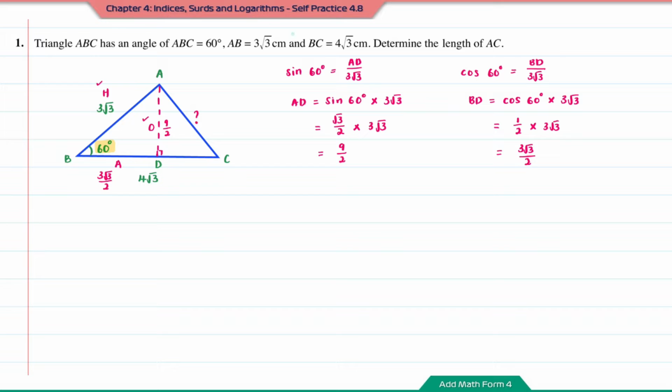Now we can find the length of DC. To find the length of DC, we're going to use the length of BC minus the length of BD. BC is 4√3, whereas BD is 3√3 over 2. Subtract this, and you're going to get the answer of 5√3 over 2.